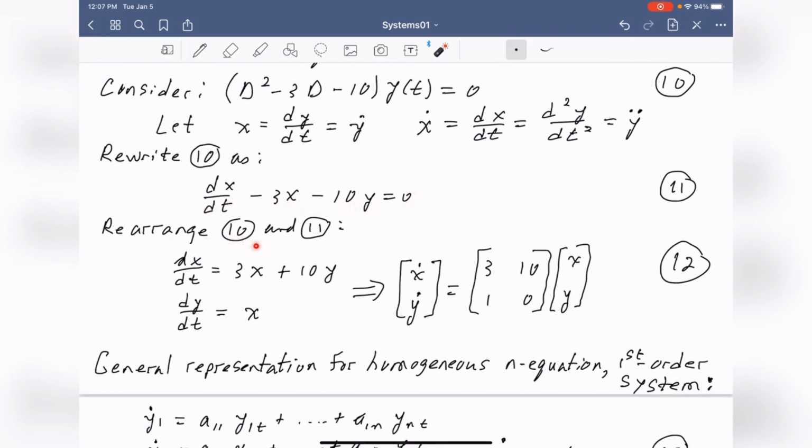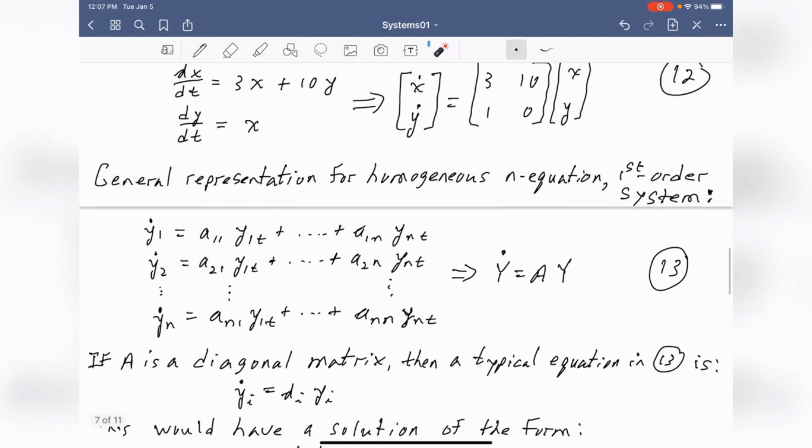We rearrange 10 and 11, so we get these two first order differential equations: dx/dt equals 3x plus 10y, dy/dt equals x, which in matrix notation is given as the vector (x dot, y dot) equal to the matrix [3, 10; 1, 0] multiplied by (x, y).